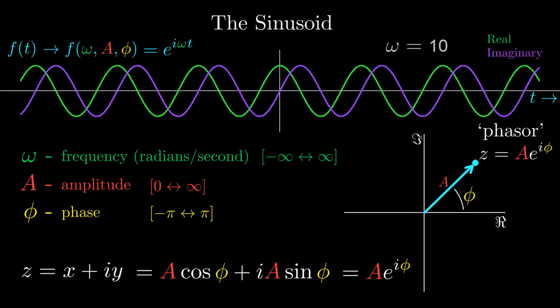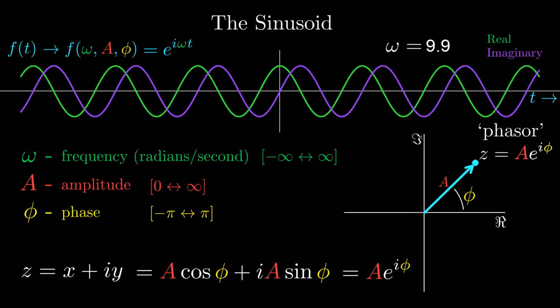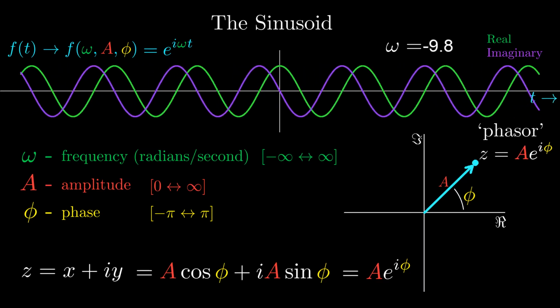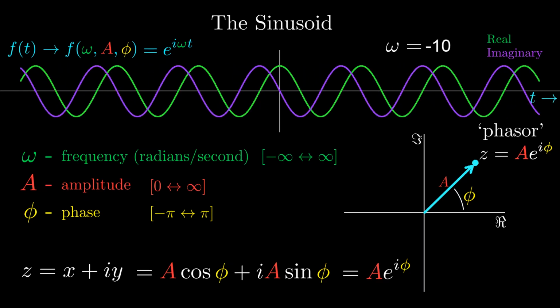If omega is a positive number, like I'm showing here, then the real part will lead the imaginary. If omega is a negative number, then the real part will lag the imaginary. Thus, positive and negative frequencies are distinct to a complex exponential, as opposed to regular old sines and cosines in which the distinction is ambiguous.